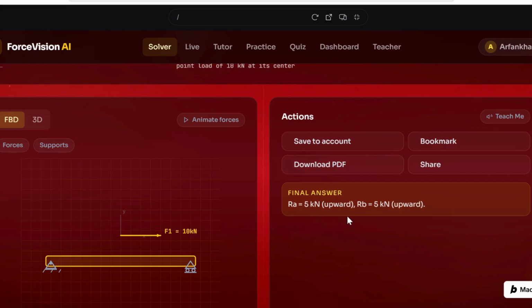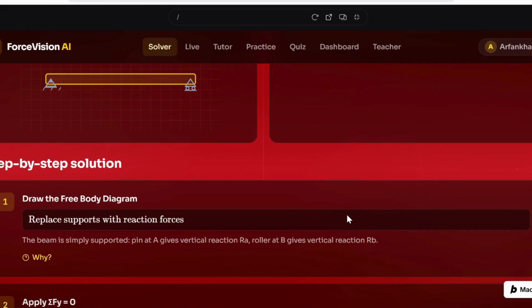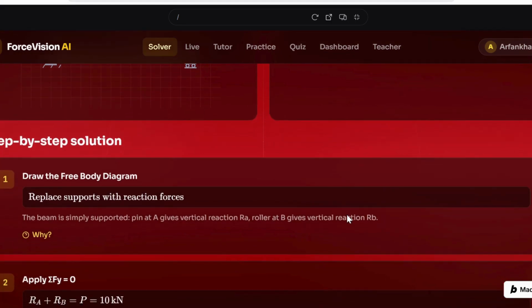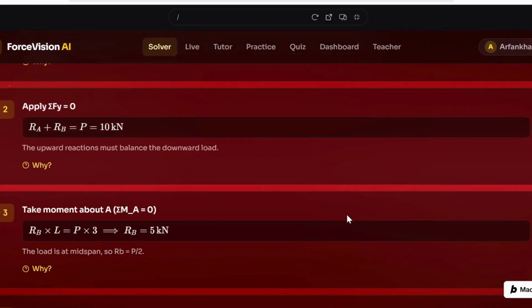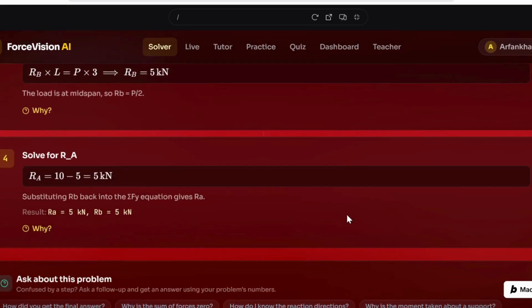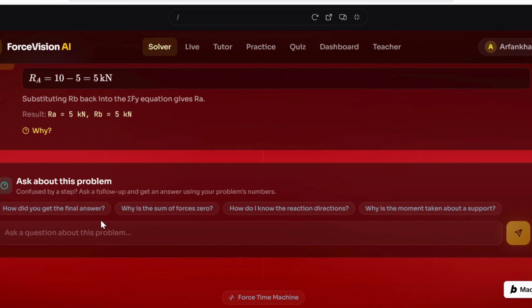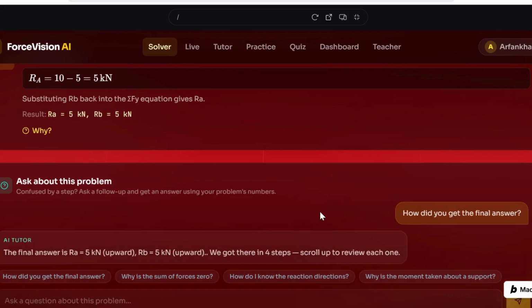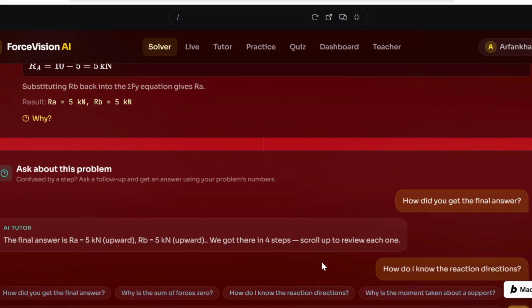So we are going to see the step by step solution for the problem. First, the free body diagram of the problem was explained, and reactions were explained, moments explained, and finally, about this problem, as you can see, the solutions are given in just seconds only. How did you get the final answer? And the answer was generated by a tutor of our app.